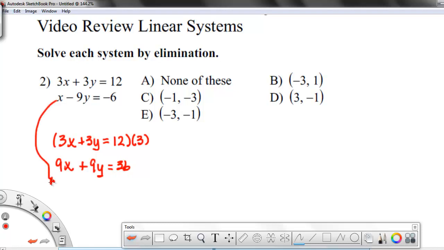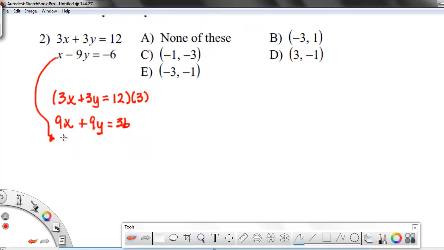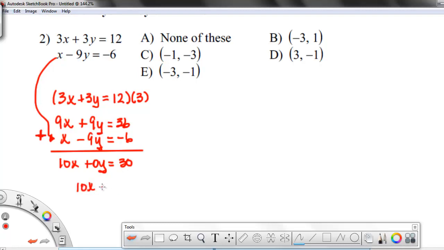Now we'll bring down our second equation. I have x minus 9y equals a negative 6. We add our two equations together. 9x plus 1x is 10x. That y part goes to 0. And 36 plus negative 6 is 30. 10x equals 30. Divide each side by 10. And we get x equals 3.